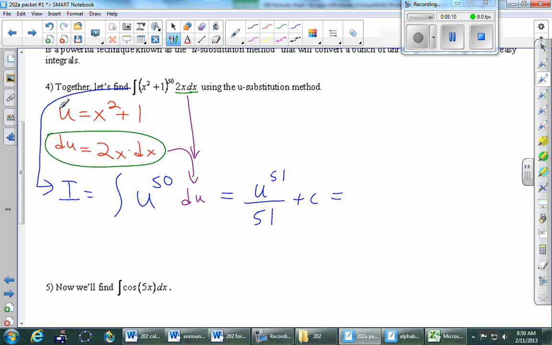And then the last step: this problem was in terms of x. It's very strange to give a final answer with u's in it. We invented u to make it easier for us. Instead of u, what are we putting? X squared plus 1. Questions on that one?